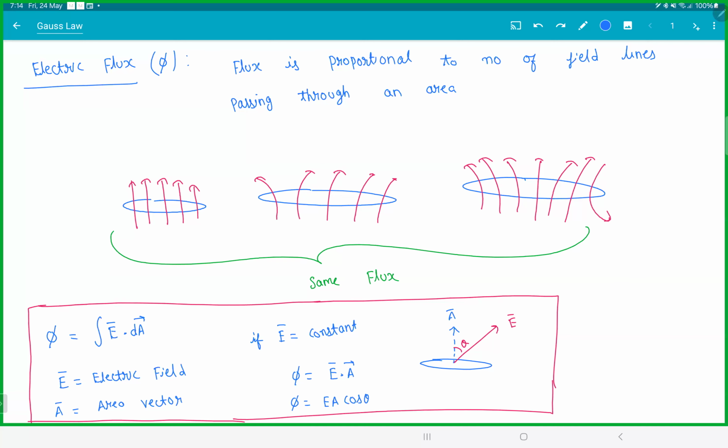Any doubts on this page? Maulika? Swastika? Clear with this? Ali? Adrit? Anika? No.